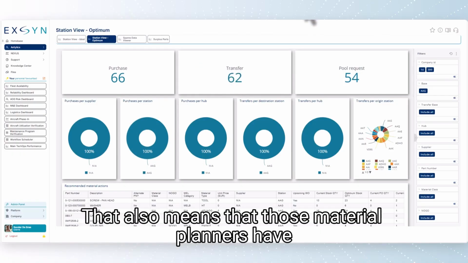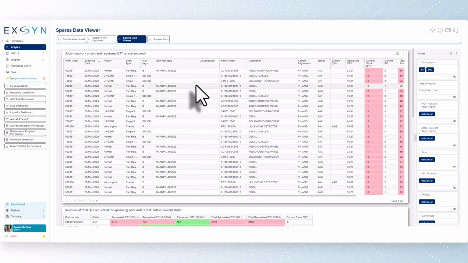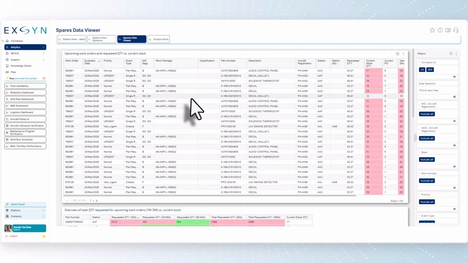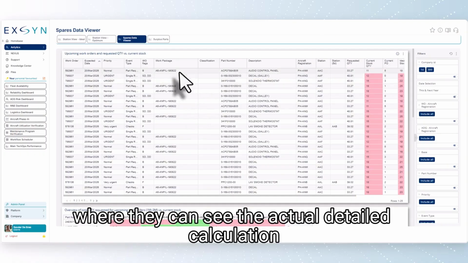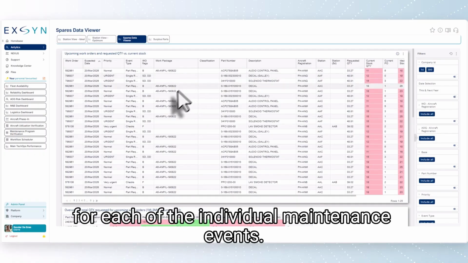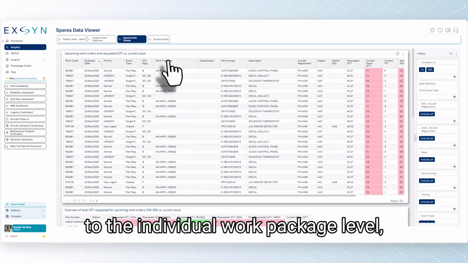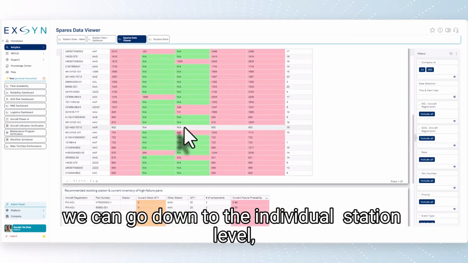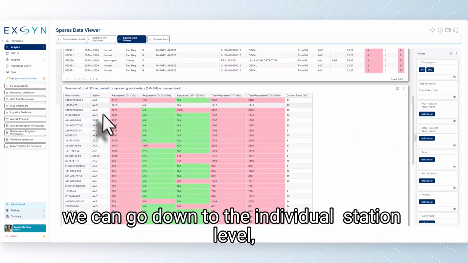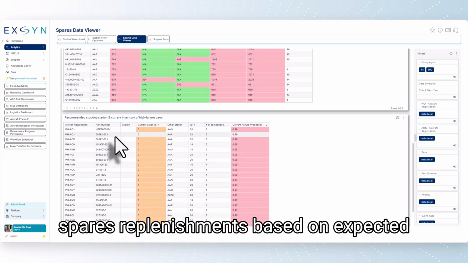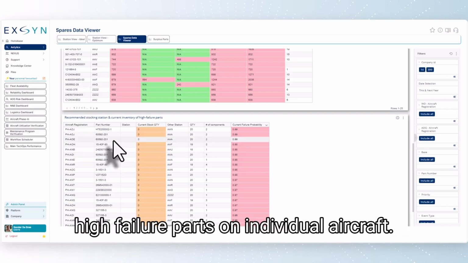That also means that those material planners have a detailed view of their availability through the spares data viewer, where they can see the actual detailed calculation for each of the individual maintenance events. So we can even go down to the individual work package level. We can go down to the individual station level. We can even look at the individual recommended spares replenishments based on expected high value parts on individual aircraft.